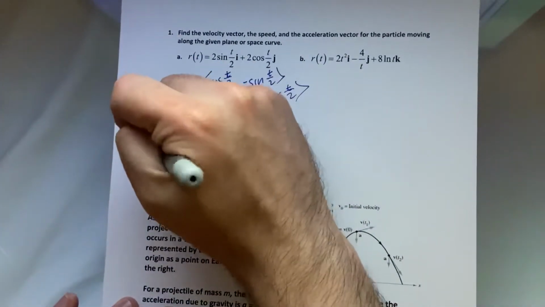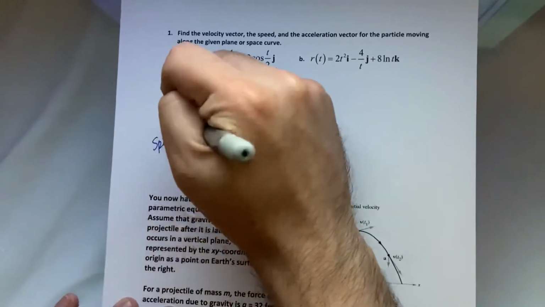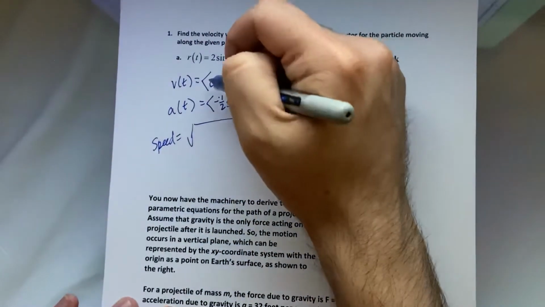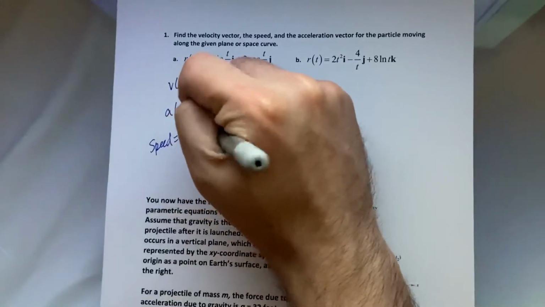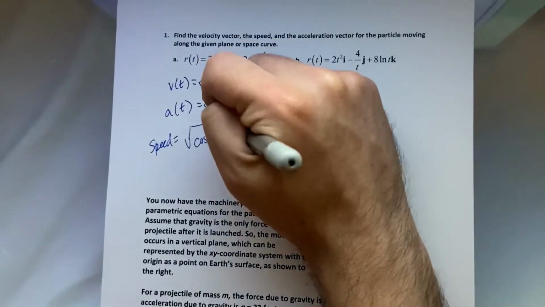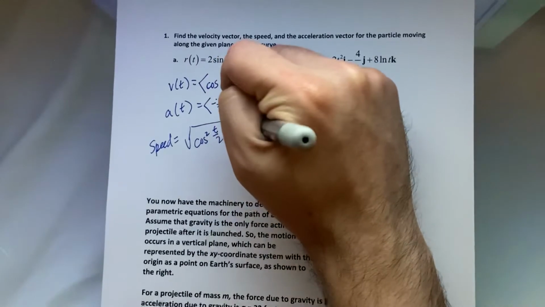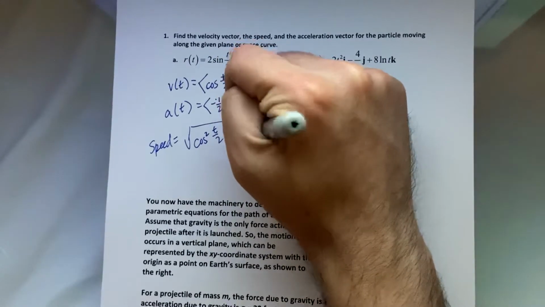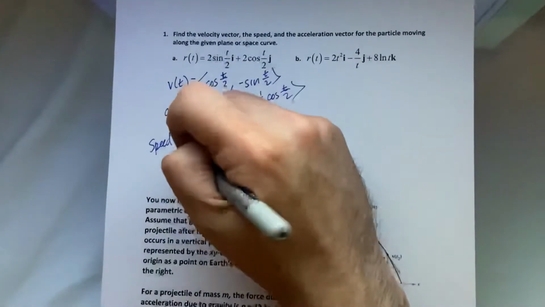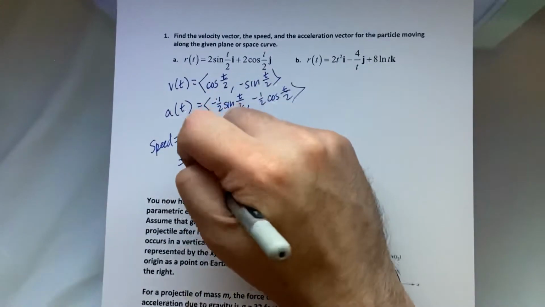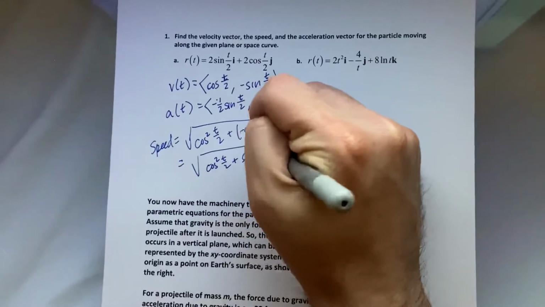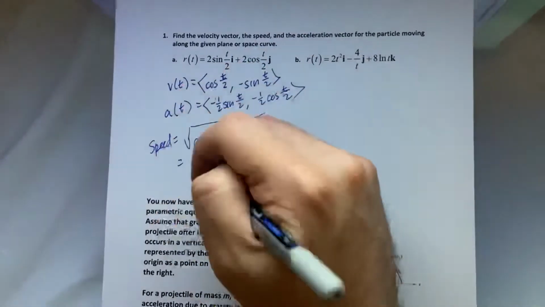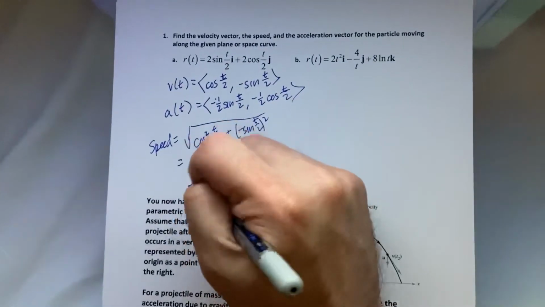Now the speed. It's the square root of these two things squared, so that's cosine squared t over 2 plus negative sine of t over 2 squared, which is the square root of cosine squared t over 2 plus sine squared t over 2. Cosine squared plus sine squared is 1. Square root of 1 is 1.